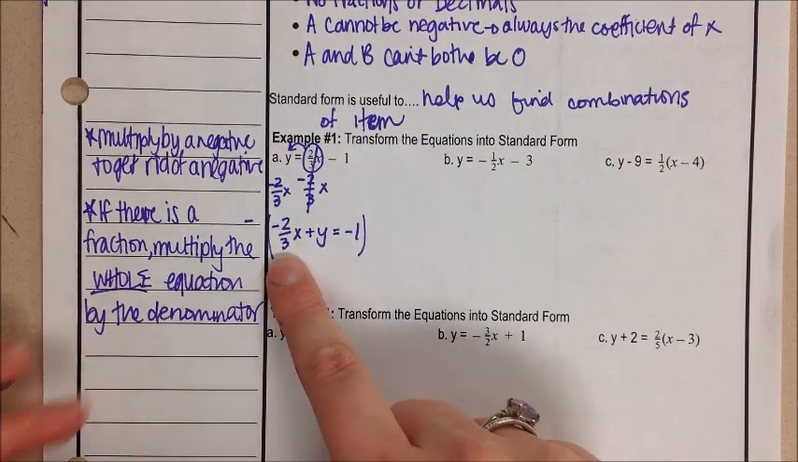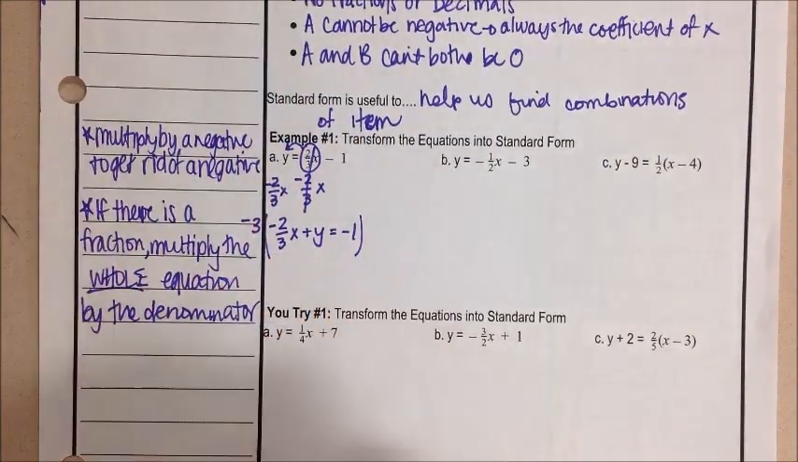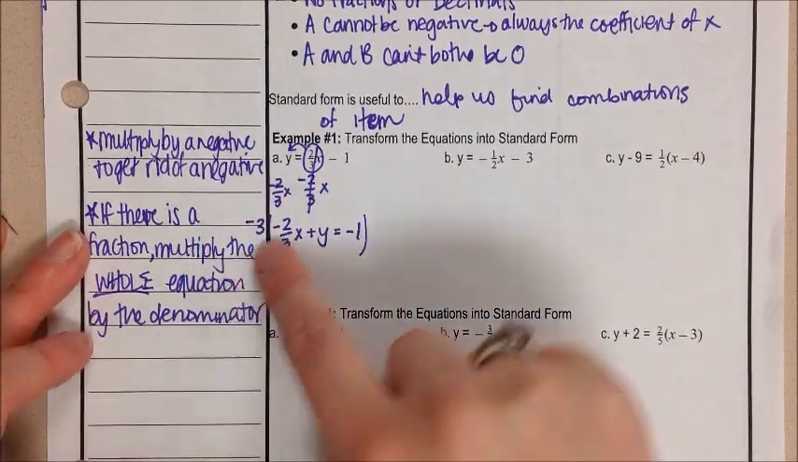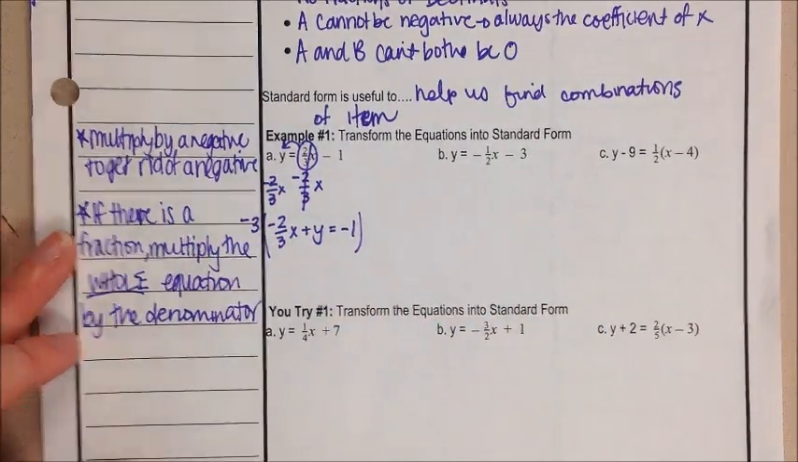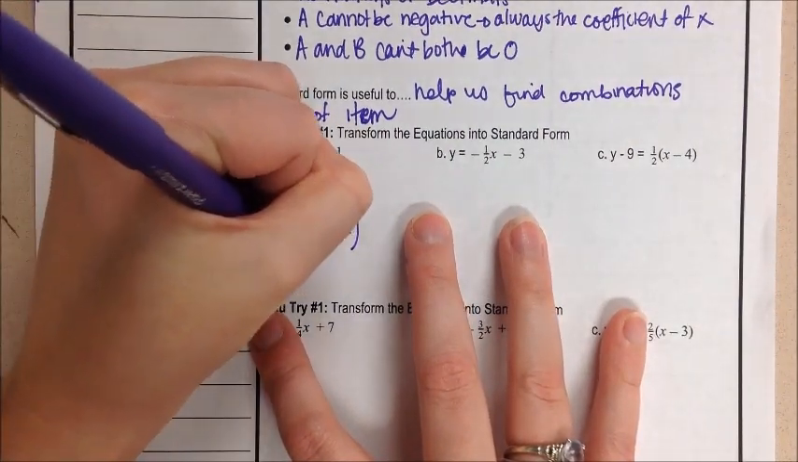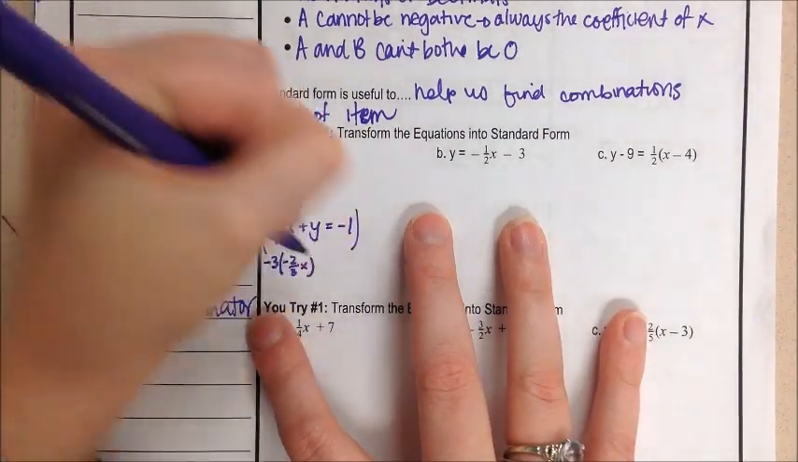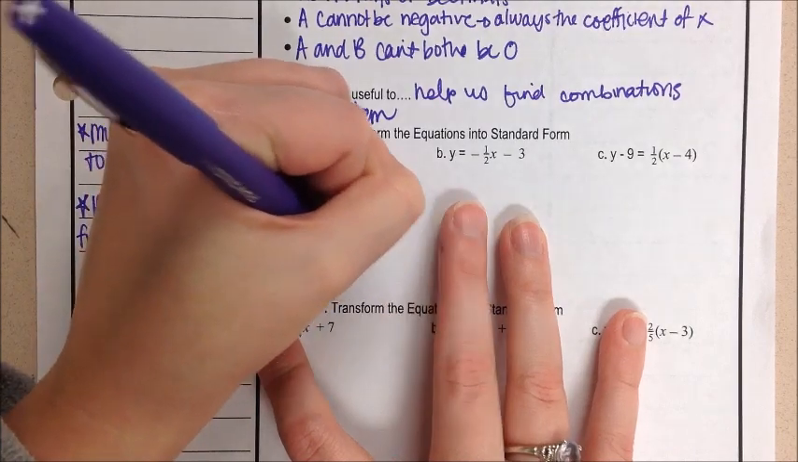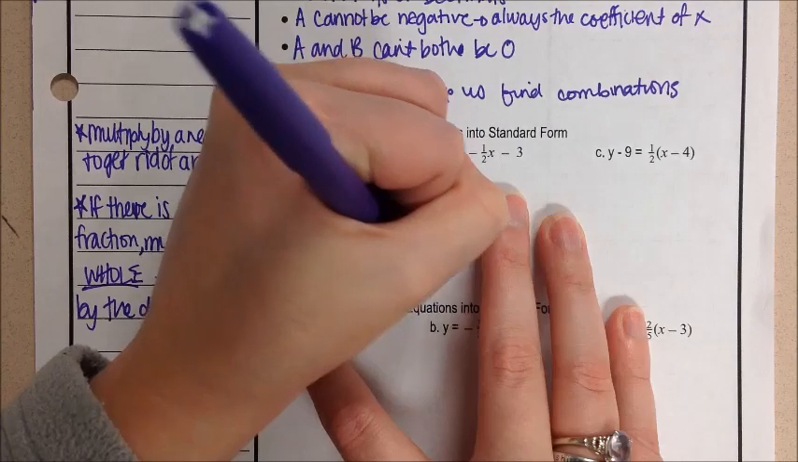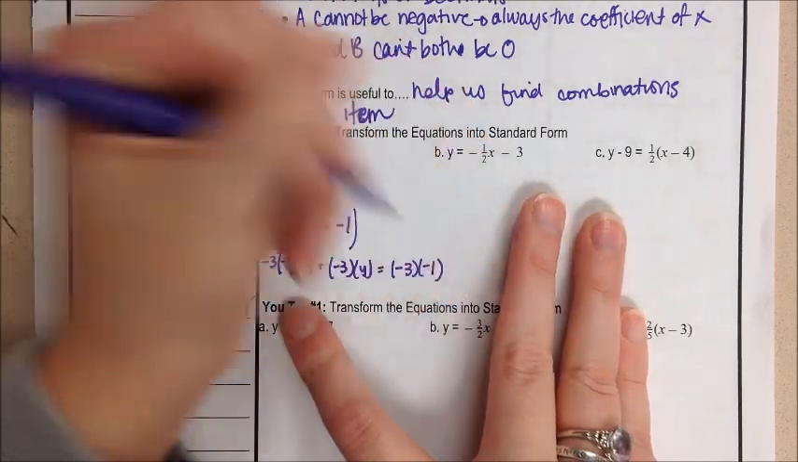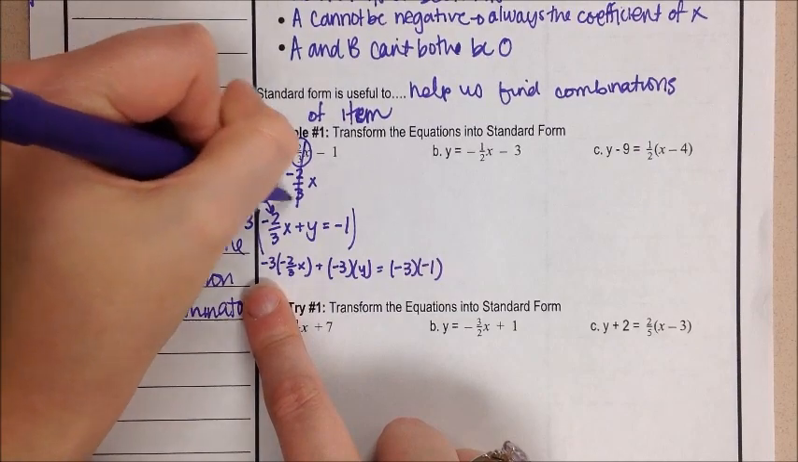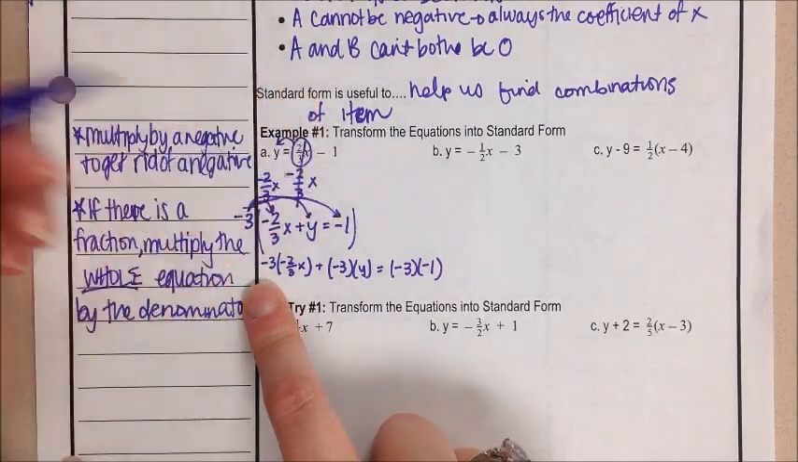And then the denominator of this fraction is 3, so I have to multiply everything by -3. When I multiply this one by -3, I'm actually going to write it out: -3 times -2/3 x plus -3 times y equals -3 times -1. Every single thing, it's like I took this and distributed it to every single thing on the inside of that parentheses.